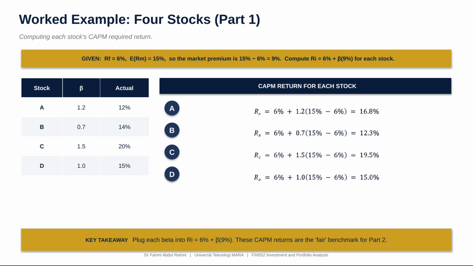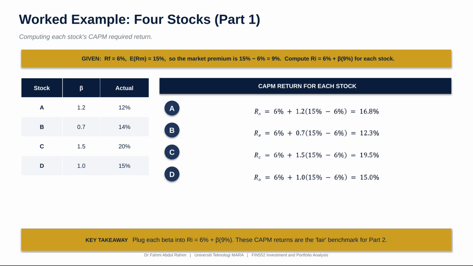Let us bring the whole chapter together in a complete worked example with 4 stocks, A, B, C, and D. This is part 1, where we compute each stock's fair CAPM required return. The given information at the top is that the risk-free rate is 6%. The expected market return is 15%, so the market premium is 15 minus 6, which is 9%. We will use the formula required return equals 6% plus beta times 9% for each stock. The data table on the left gives each stock's beta and its actual return. Let us compute the CAPM return for each.